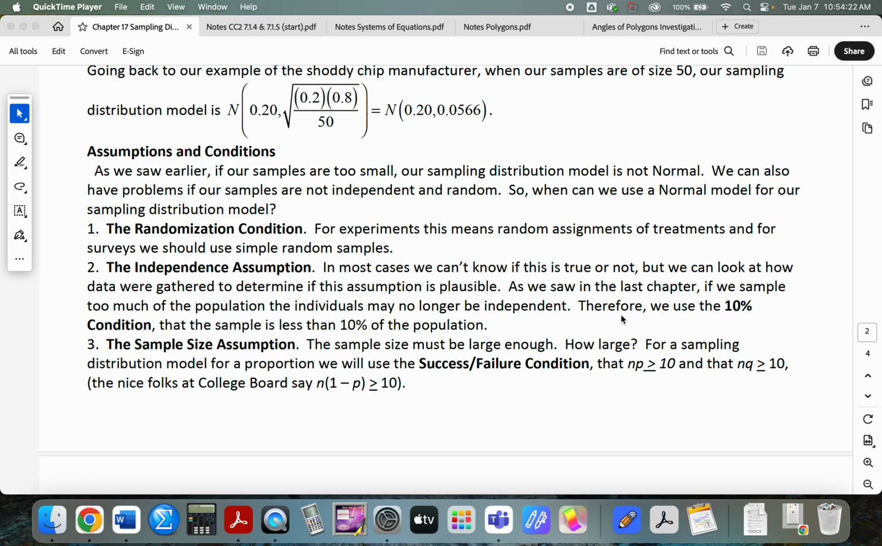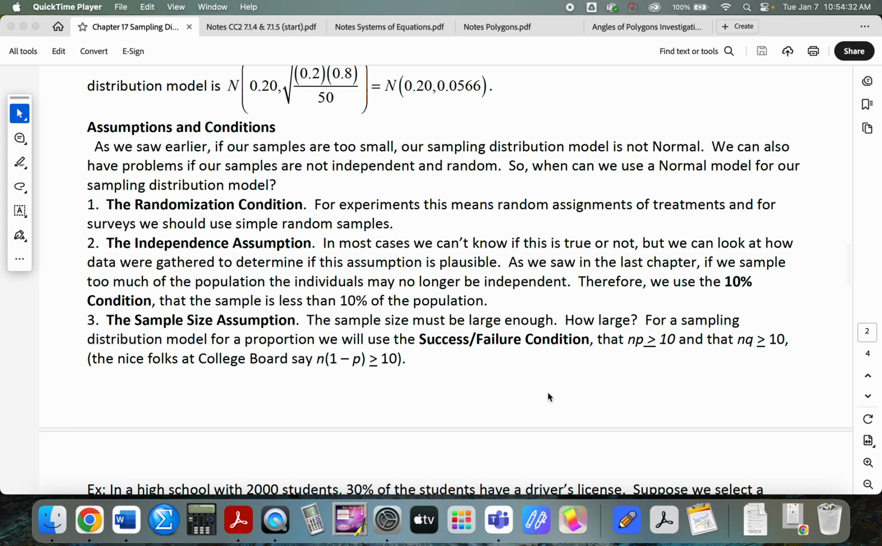Then we also want the sample to be big enough. You don't want it to be too small, but you don't want it to be too big either. The sample size assumption is the success-failure condition that we used briefly last semester, where we want the expected number of successes and the expected number of failures to be at least 10.